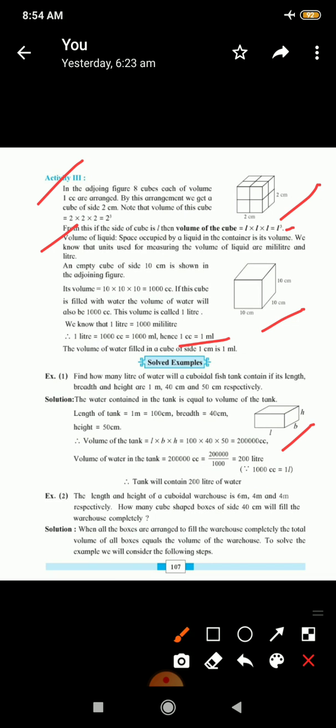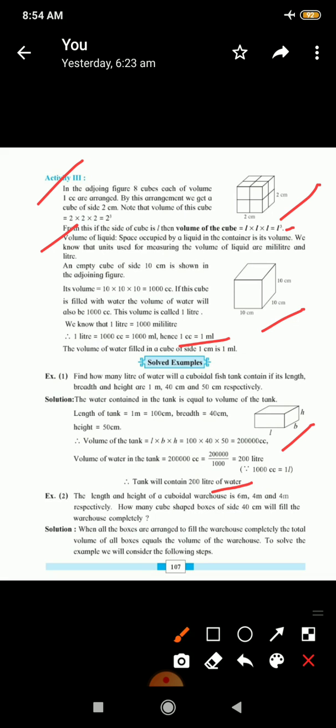Therefore, volume of the tank is equal to length into breadth into height, that is 100 into 40 into 50, that is equal to 2 lakh cc's, or cubic centimeters. Volume of the water in the tank is 2 lakh cc's, that is 2 lakh upon 1000. The 3 zeros from 1000 get cancelled with 3 zeros of 2 lakh. So remaining is 200 liters, since 1000 cc's is equal to 1 liter. Therefore, the tank will contain 200 liters of water.